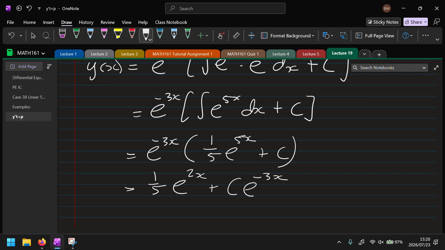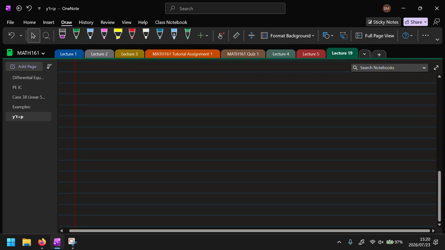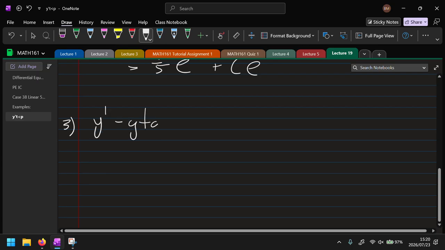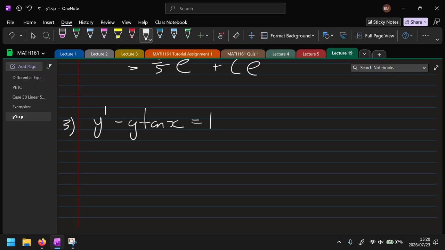All good. Okay. Last one for today. We have y prime minus y tan x equals 1. Again, go through the list. Is it separable? No. Homogeneous? No. Linear? Yes. Is it in standard form? Yes. On the left side, we have our p, minus tan x. Please do not forget the minus sign. And on the right side, we have q. That's just 1.